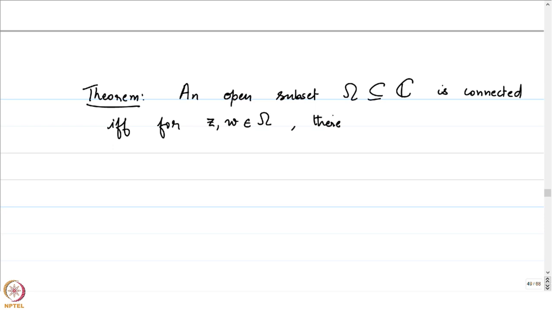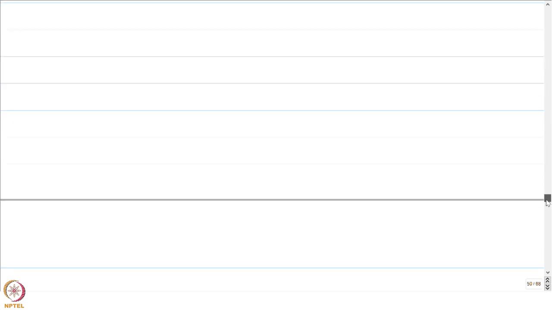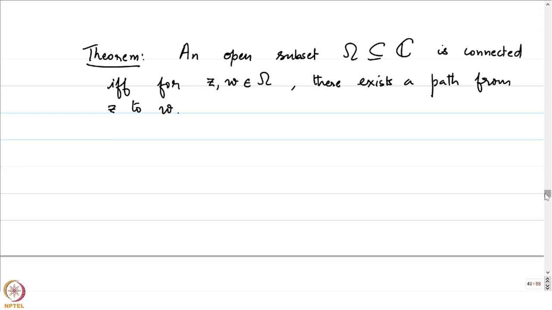there exists a path from Z to W. For any such pair of points Z, W, we will be able to get hold of a path from Z to W if omega is connected. And if we can do that for every such pair of points, then omega will be connected. Let's give a proof of this theorem.